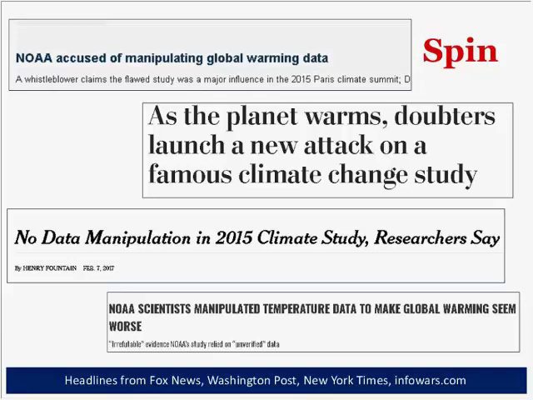And in InfoWars, which is renowned for being inflammatory, the scientists manipulated the temperature data to make global warming seem worse. Irrefutable evidence, say the study relied on unverified data. So especially if you just read the headlines and not the story, you would get a totally different impression of what this story was. But even the stories were pretty inflammatory and biased.